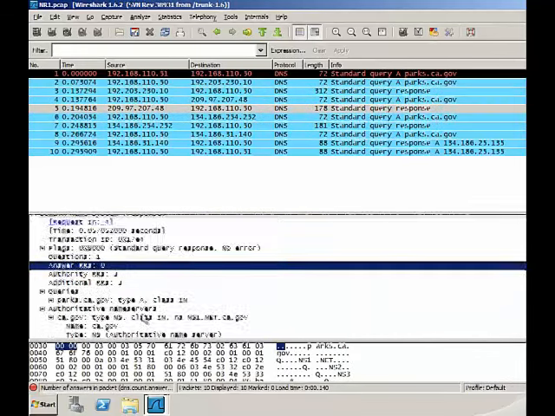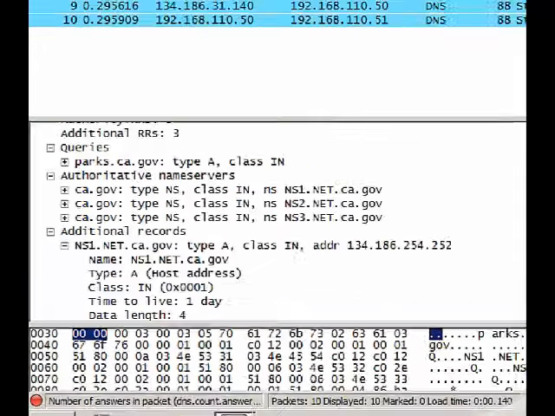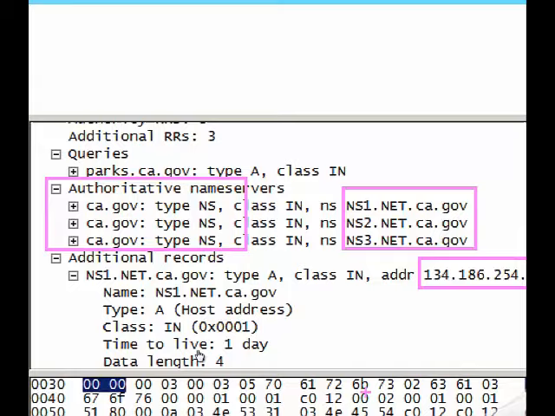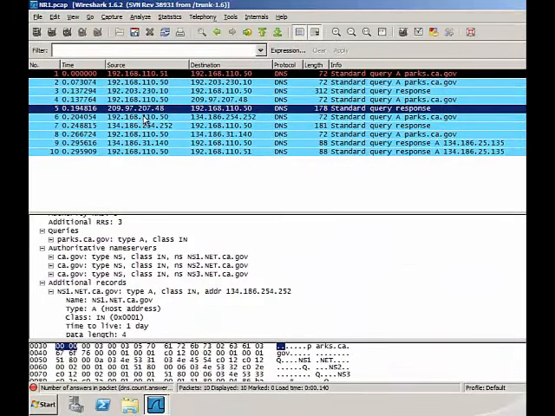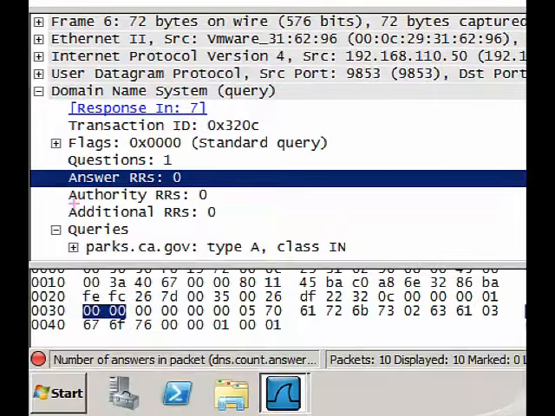One of the .gov name servers responds with the authoritative name servers for ca.gov. So it passes along the name servers for the ca.gov namespace. You can see there's 3 of them. Here they are. And it also returns those addresses for each of them. Then my name server goes and asks the same question, do you have an A record for parks.ca.gov?